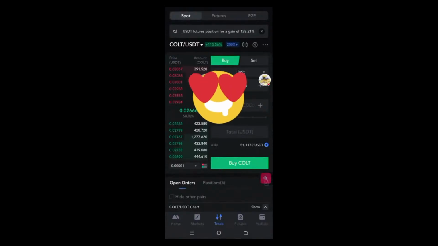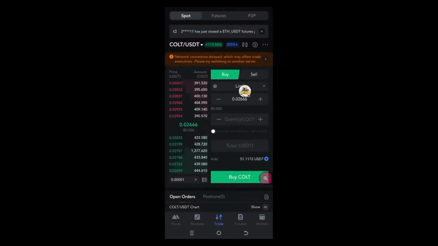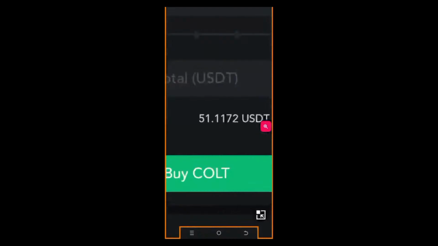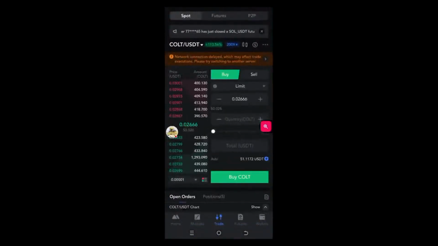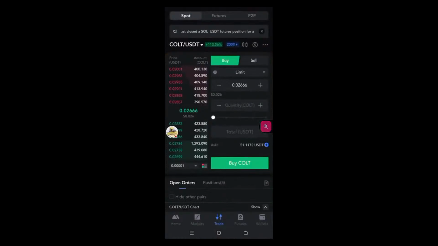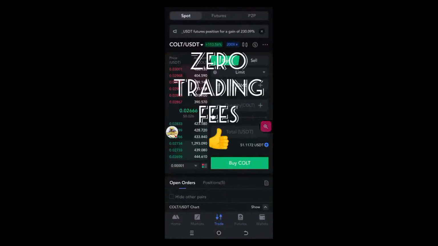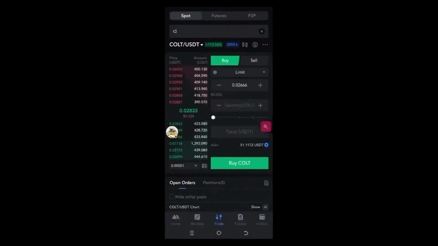Beautiful. Colt has sold. Beautiful. Can you see what we've made? I didn't even know. Look at it. We made $1.11. Beautiful. And you know the good thing about MEXC? There are no trading fees for now. Zero trading fees. You see, exactly what I set in there is what I have.